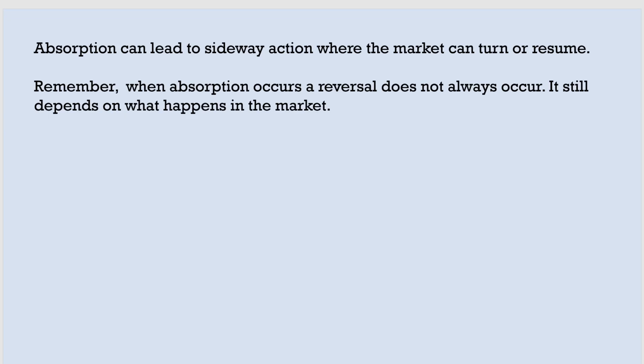Again, absorption can lead to sideways action where the market can turn or resume. Remember, when absorption occurs, a reversal does not always occur. It still depends on what happens in the market, right? You got to manage the trade. That's what sometimes people forget. And I want to scream sometimes because I talk to guys and they tell me, oh, I got into this trade and it was working, then reversed and stopped me out. And I'm like, well, why didn't you get out? If the signs were there that the market was reversing, you got to get out. Don't let the market take you out if you can see what's happening in the market and you're smart enough to get out on your own.